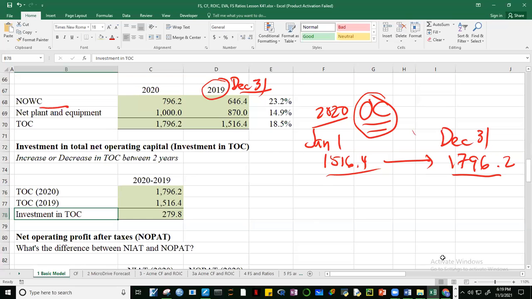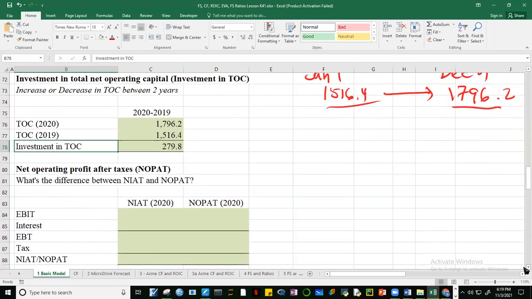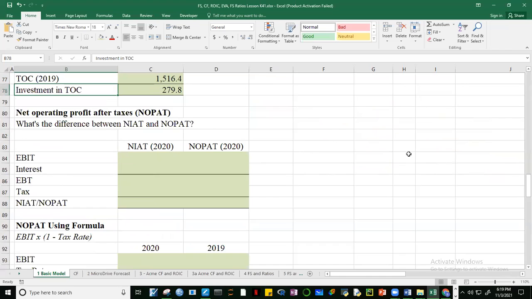Okay, let's continue. Now we go to the next part of our lesson, which is the NOPAT, net operating profit after tax.